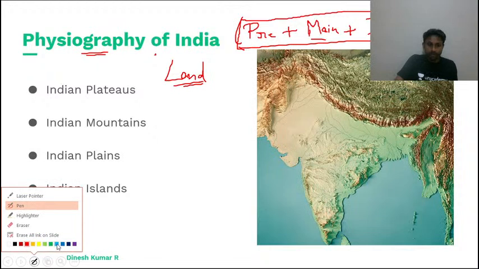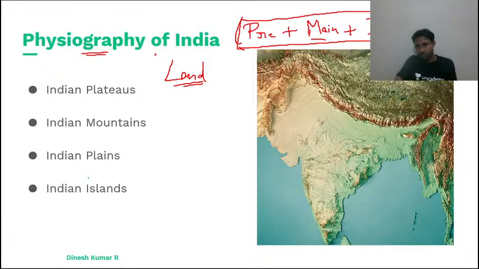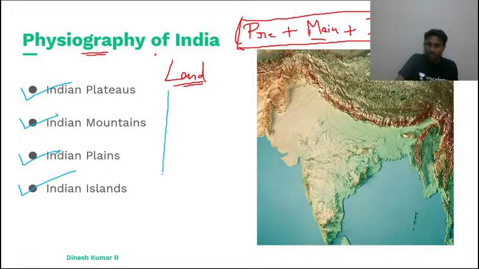These are the four basic topics here that we have to study. They are the Indian plateaus, the Indian mountains, Indian plains, and the Indian islands. So these are the four broad topics that you have to cover under the physiographic divisions of the country. Now why have I written in that order? Because this is the order in which they have been developed.